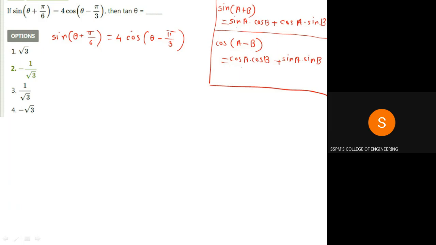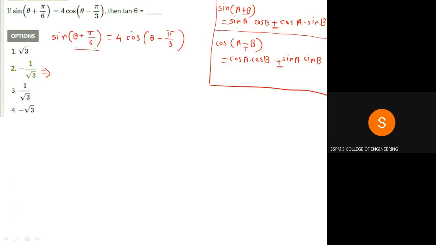If you see plus here, then it will be minus here, and if you see minus here, then it will be minus here. So we are not going to use that. Here we are going to use sine A plus B. What is sine A plus B here?